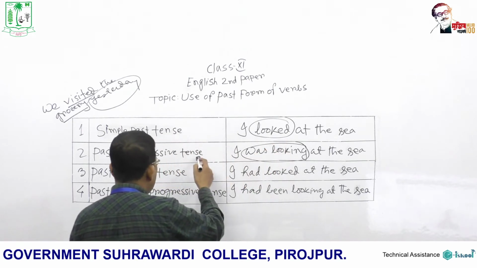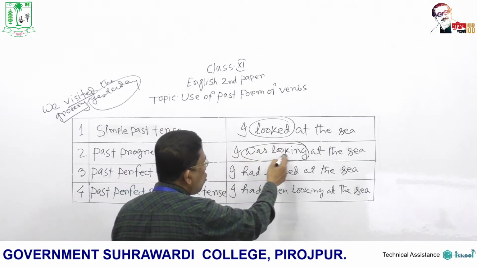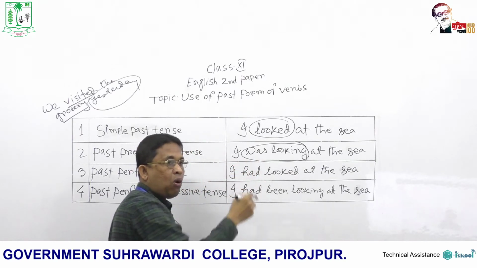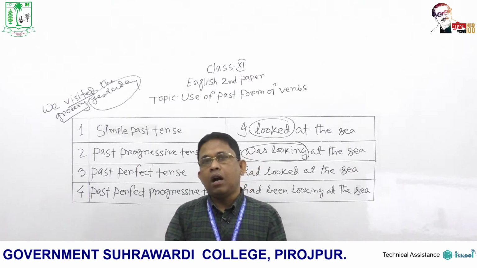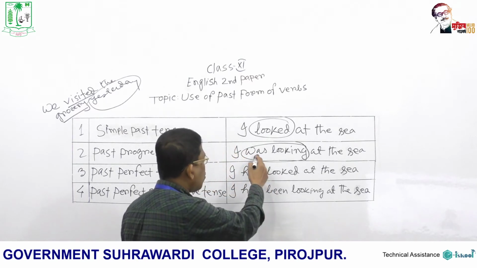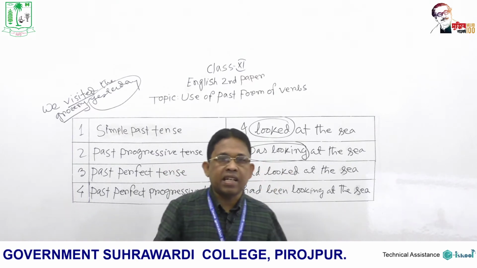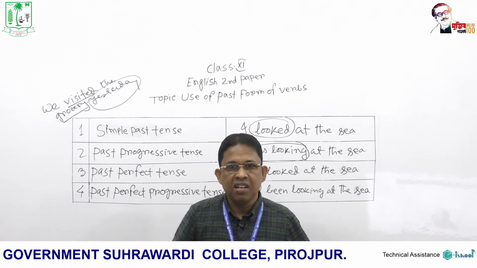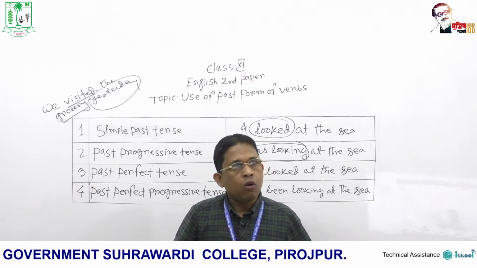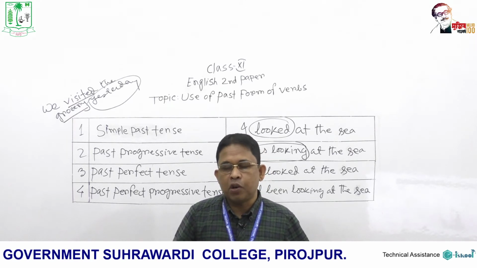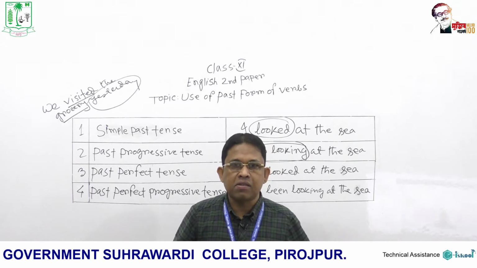And then past progressive tense or past continuous tense: I was looking. Here I is the subject, was looking. We have to use was or were in the case of active voice of past progressive tense. Continuous tense in active voice always takes the ing form, as we have already discussed in detail in our previous classes. That is, continuous or progressive tenses in active voice, not in passive voice, always take the ing form.